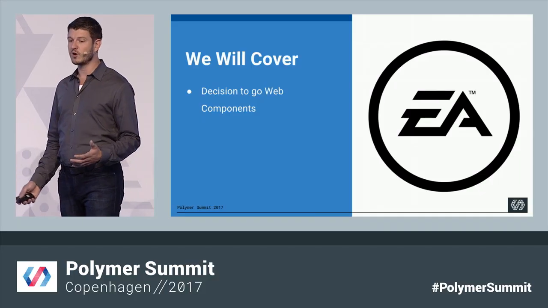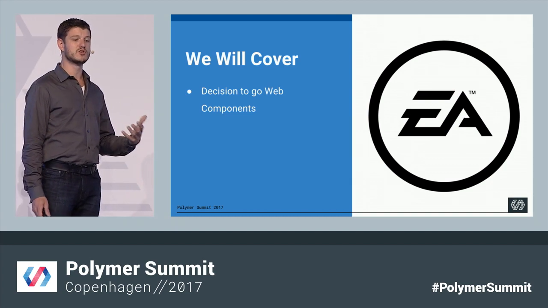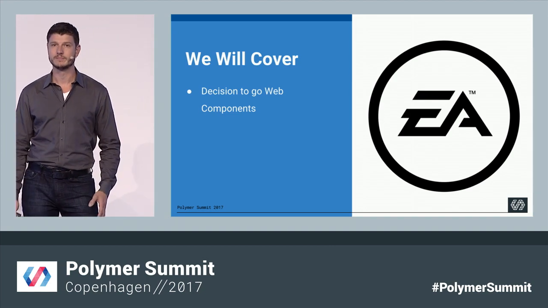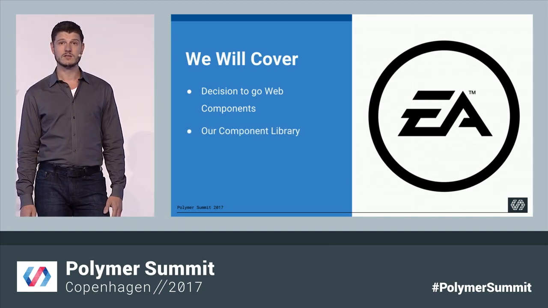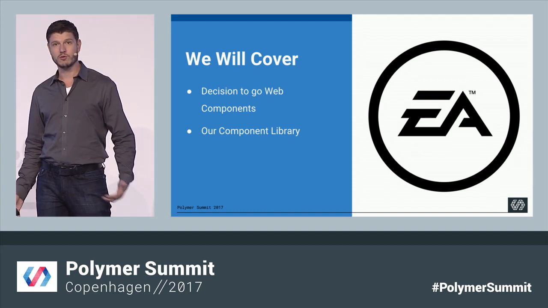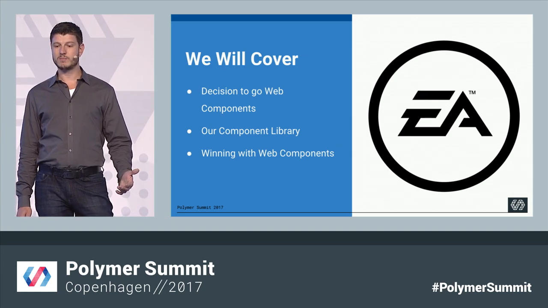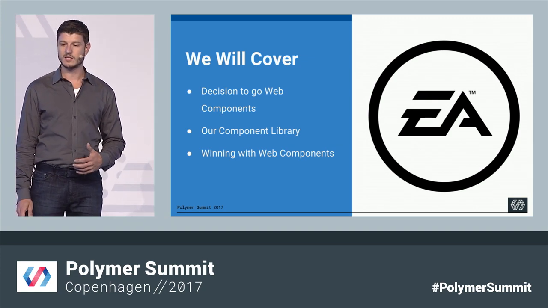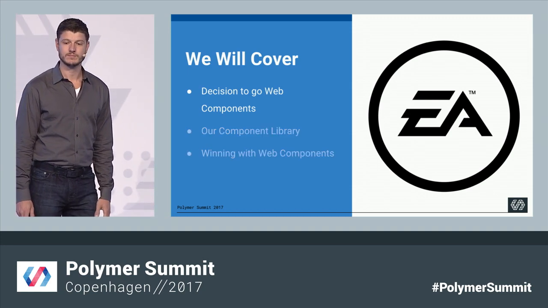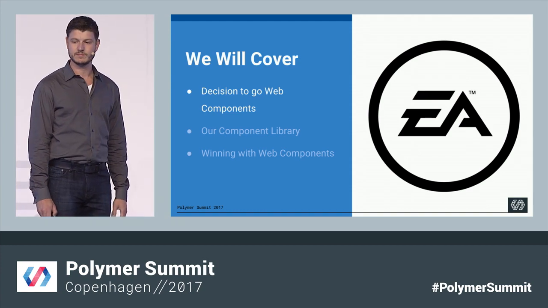So today, I'd like to go over 3 topics. First, our journey and decision-making process of kind of how we ended up with Web Components and Polymer. Second, an overview of the design system and component library we've created over the last 2 years. And last, some highlights of how we've been applying this design system and how it's been a huge win for EA and our players. So let's start with the story of how we landed with Web Components.